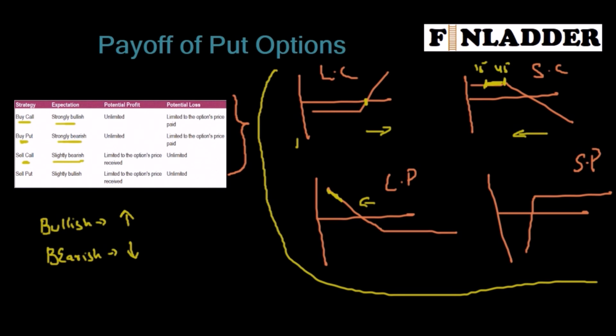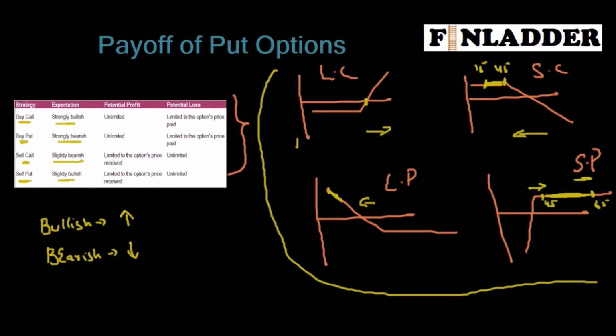So in selling a put, which is this short put, again we are slightly bullish here, because at 45 and at 65, at both of these prices we'll be making the same profit. So we just want the underlying prices to slightly move towards the right, thus slightly bullish.